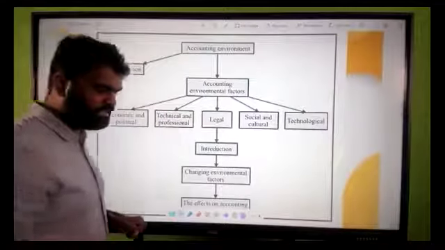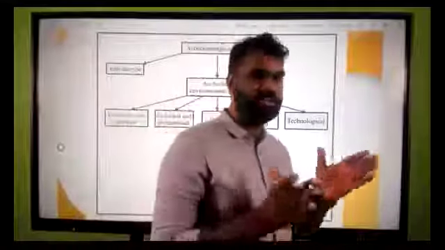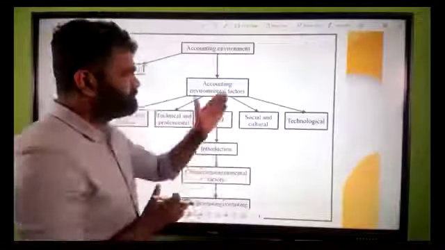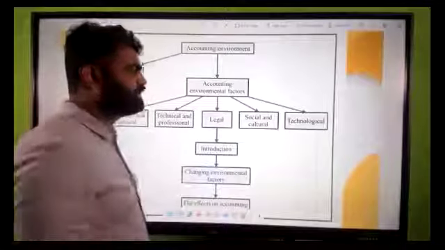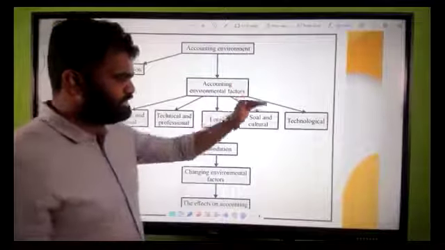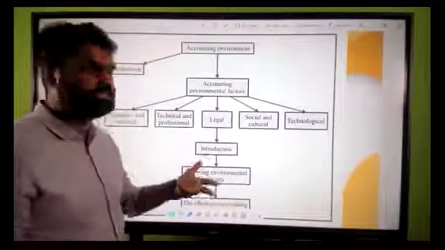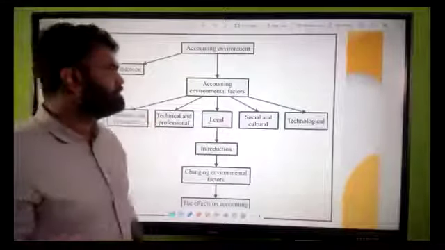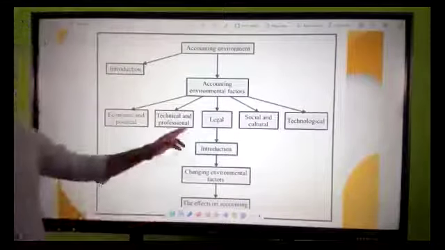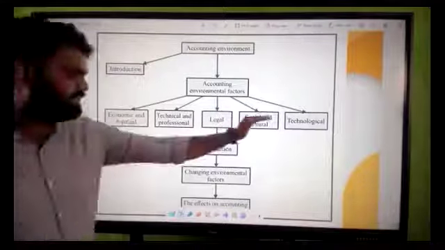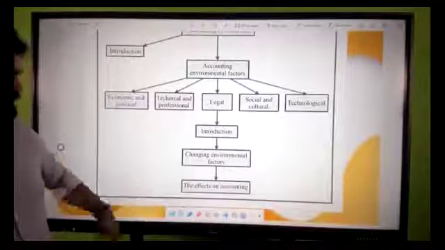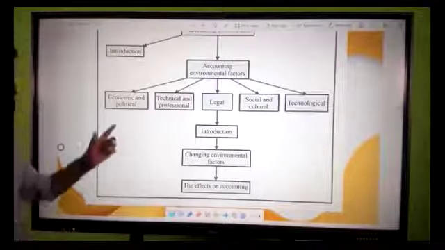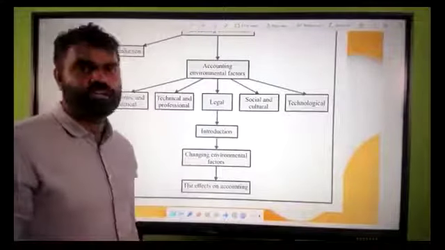Some figures are given in the examination, and the examiner can ask you to categorize these activities based on the environmental factors of accounting. Then you should know which environmental factor each and every transaction or incident belongs to. Then you should know how to introduce these factors. Then changing environmental factors and the effects on accounting. How do these factors affect accounting?